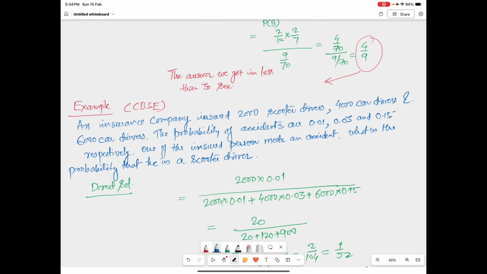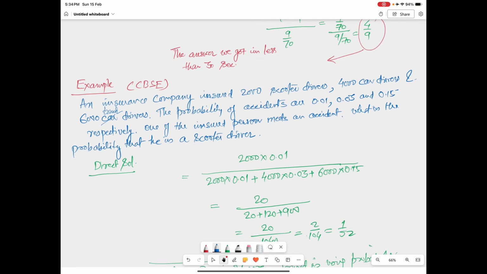An insurance company insured 2000 scooter drivers, 4000 car drivers and 6000 truck drivers. The probabilities of accidents are 0.01, 0.03 and 0.15 respectively. One of the insured persons meets an accident. What is the probability that he is a scooter driver?